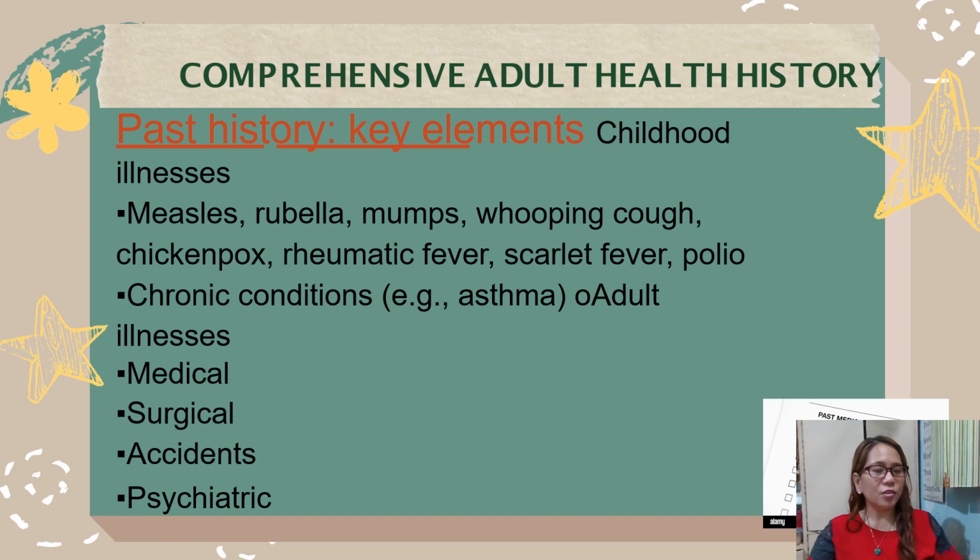So, again, another element of your past history is the childhood illnesses, as mentioned in the previous slide. These are just some examples of childhood illnesses. Okay, when you ask your client, nagkaroon po ba ng measles? Isa-isahin, pause muna, para makapagsagot si patient ng yes or no. Rubella, pause, mumps, whooping cough, chickenpox, rheumatic fever, scarlet fever, polio, okay. And then, chronic conditions, nagkaroon po ba ng asthma? Okay.